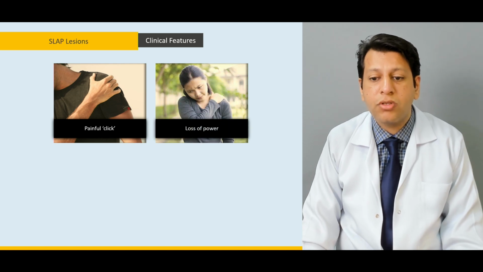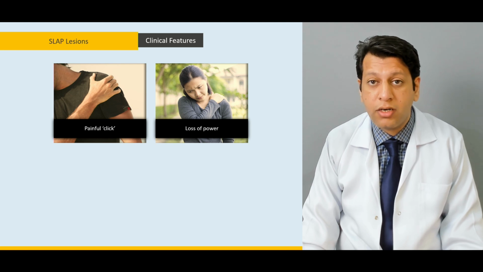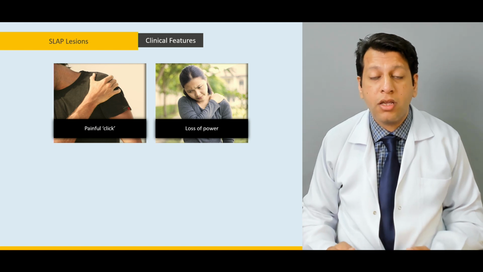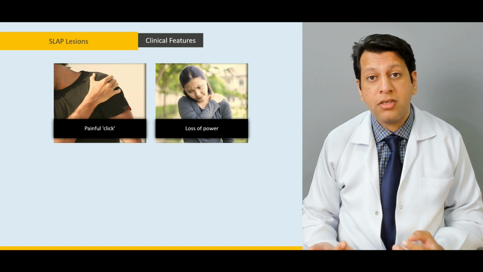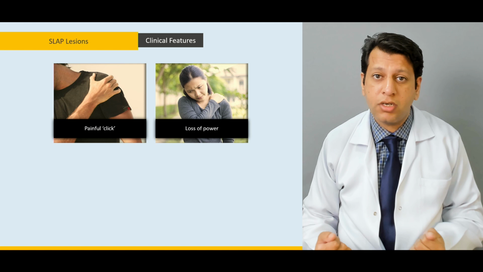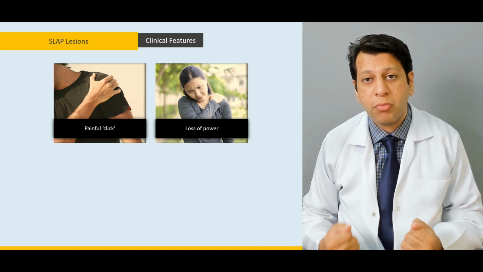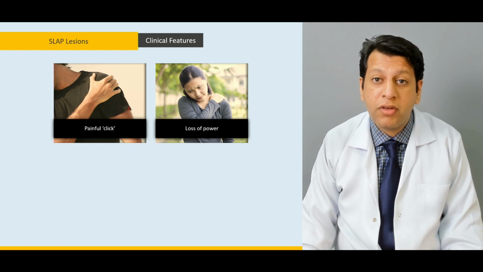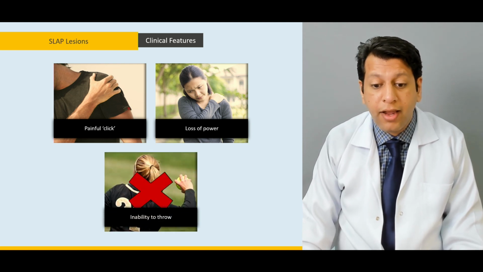Another feature is the loss of power. As the bicep cannot stabilize the shoulder joint, athletes, especially baseball pitchers, complain that whenever they throw the ball, there is a click and reduced velocity. The coach is constantly telling them to pitch with greater velocity, but despite maximum effort, they are not able to do it.